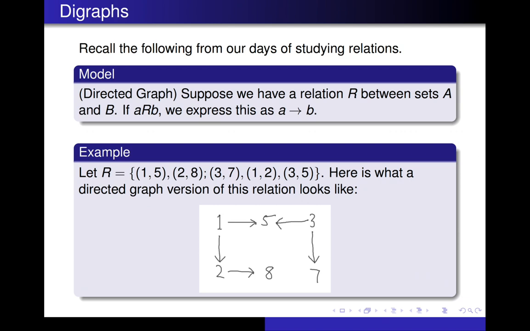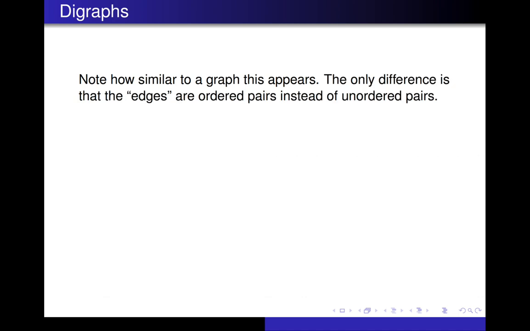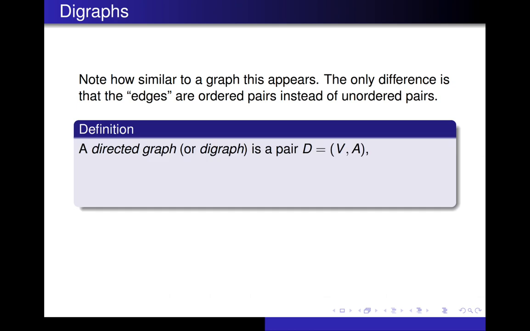And one thing you might notice about this picture right now is it looks very much like a graph. In fact, the only difference is the edges in this directed graph are arrows instead of just lines or curves going from one vertex to another. Otherwise, it's exactly like a graph. And in fact, it is a type of graph. It's what's called a directed graph.